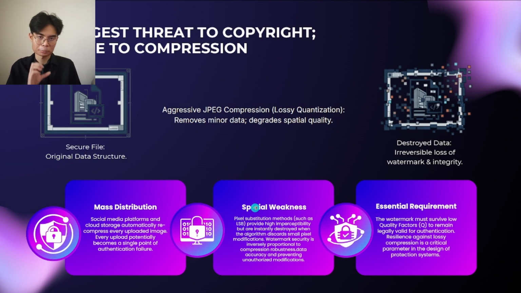The problem is spatial weakness. Traditional watermarking methods like least significant bit substitution are instantly destroyed because the algorithm simply discards those small pixel modifications. Therefore, the essential requirement for any modern watermark is that it must survive low quality factors to remain legally valid for authentication. Without that resilience, every upload becomes a potential point of authentication failure.